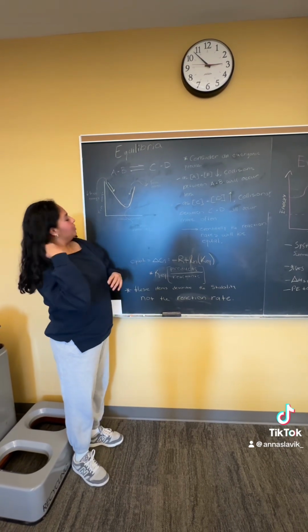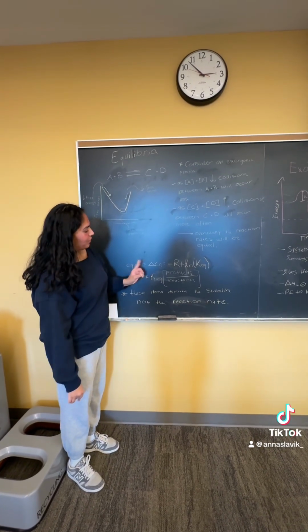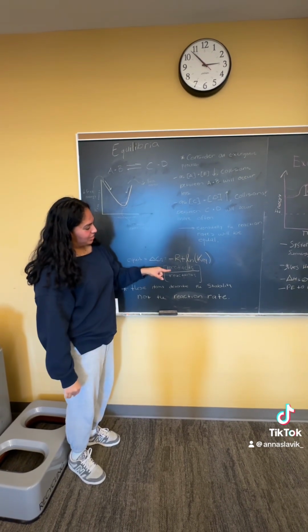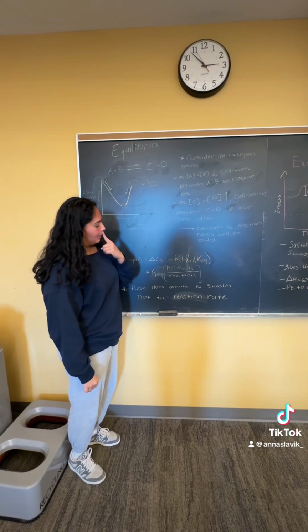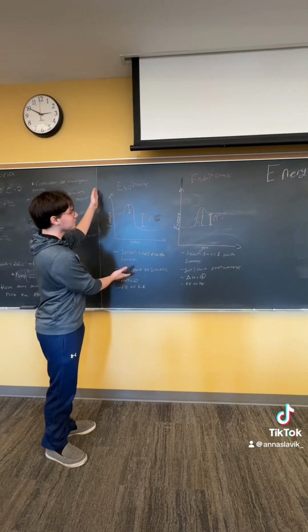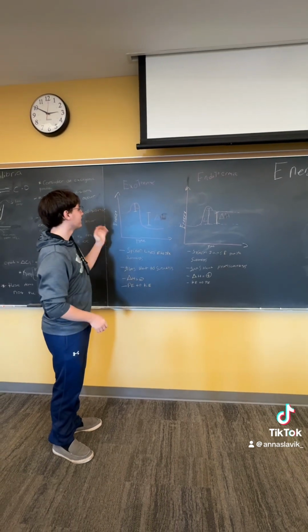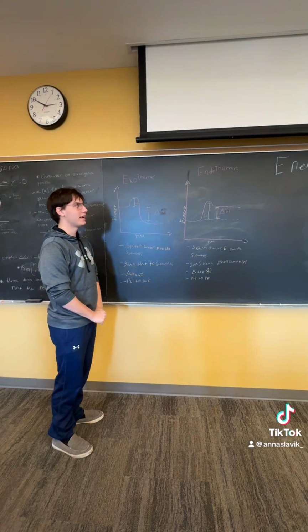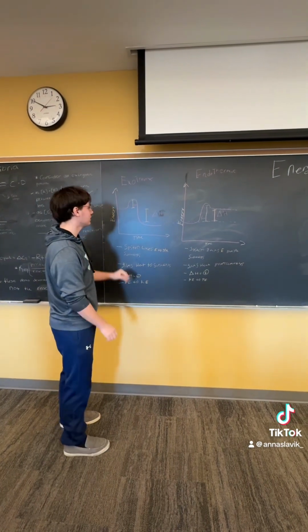The formula for equilibrium for the Gibbs free energy is the negative R times T times the natural log of the equilibrium constant K. So now we have exothermic and endothermic. Exothermic and endothermic reactions have to do with enthalpy, or the delta H of a reaction.